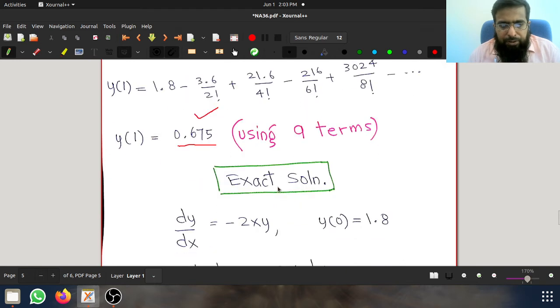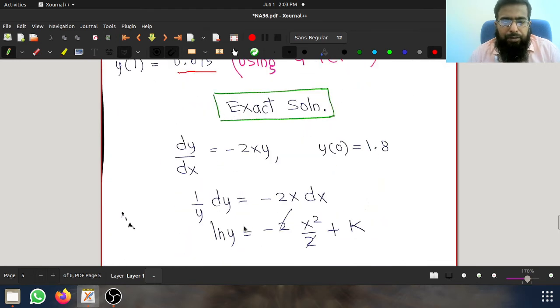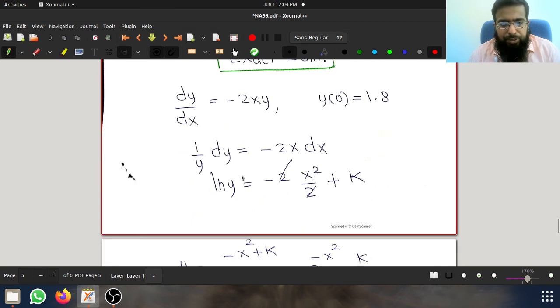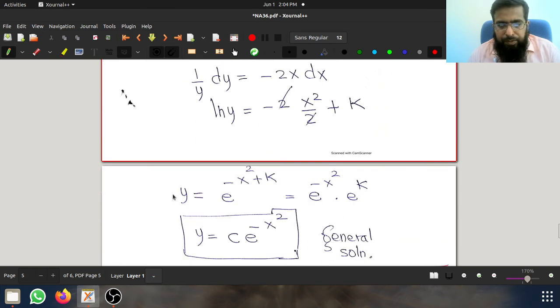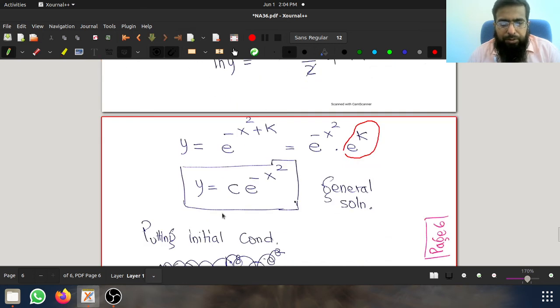Now let's see what is the exact solution of this ODE. This is dy by dx equals minus 2xy, initial condition y of 0 is 1.8, and if we solve it, taking y on this side and dx on this side and integrating, it becomes log of y, and this x when integrated becomes x squared by 2 plus some constant k. So y is e to the power minus x squared plus k, and we can write it as a separate power of e to the k, and e to the k can also be written as a new constant. Let's call it c, times e to the minus x squared.